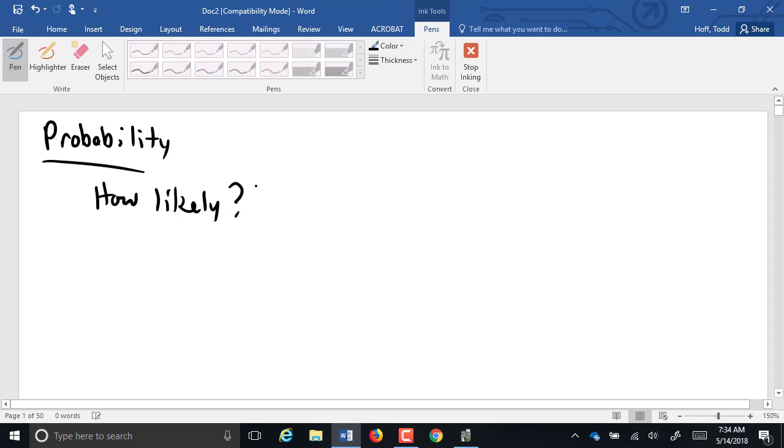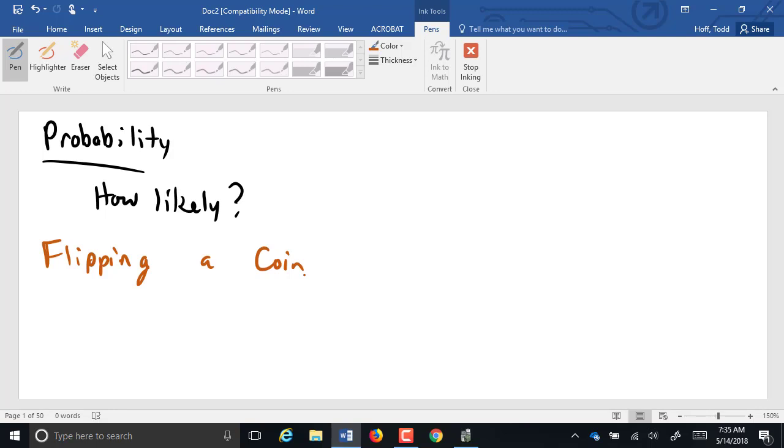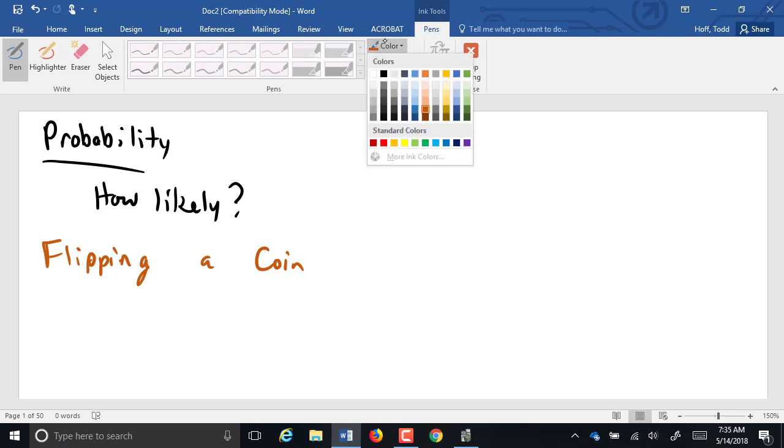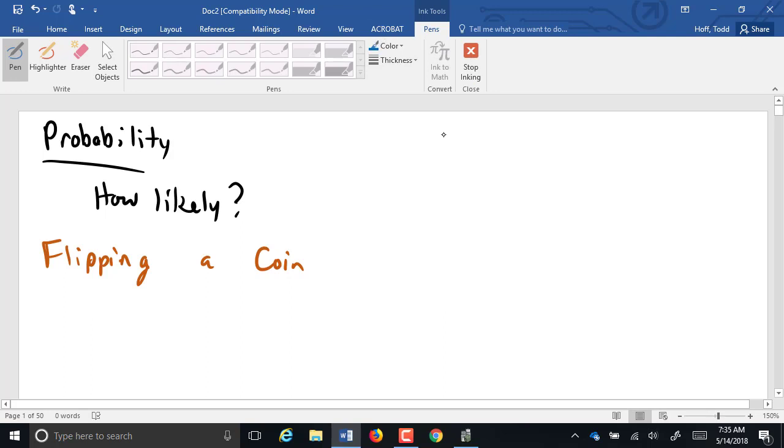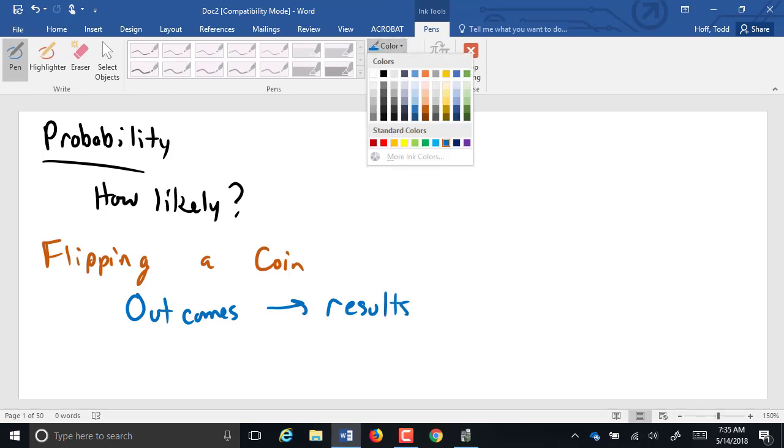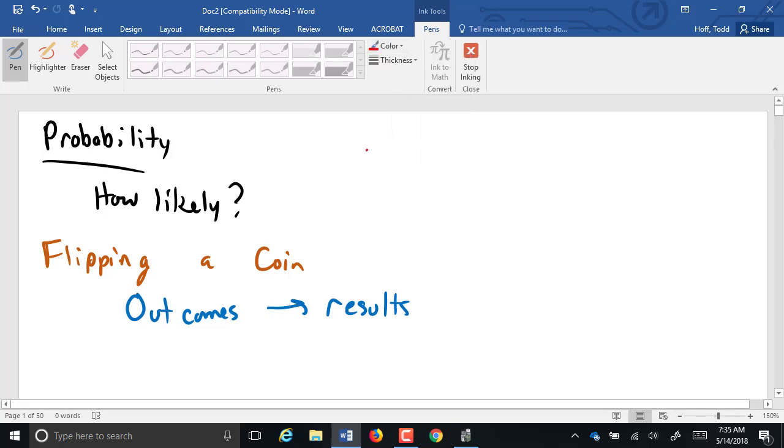Probably the simplest example of this is flipping a coin. For probability to be used, there has to be an event that we're trying to analyze or predict. Here the event would be flipping a coin. In manufacturing, that event would be testing a part. In flipping the coin, we want to know the outcomes or results of that event, and how likely it is that each of the possible results will occur. Well, there are two possible results here.